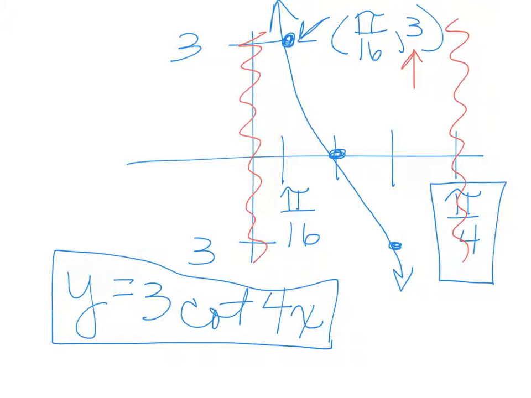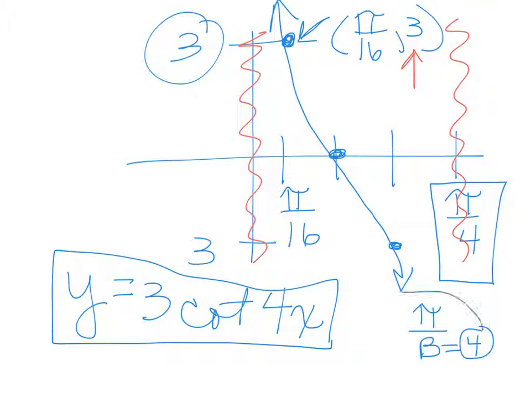Alright, when you finish, you should have gotten that y is 3 cotangent 4x. Because remember, your period is normally pi, and it's pi over b, and if I observe that my period is pi over 4, then that b must have equaled 4, and here is where it goes. Okay, so hopefully that helped you understand cotan. So look it over, make sure that you can master this material.